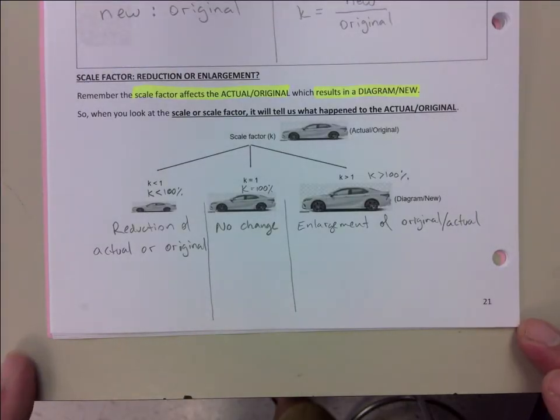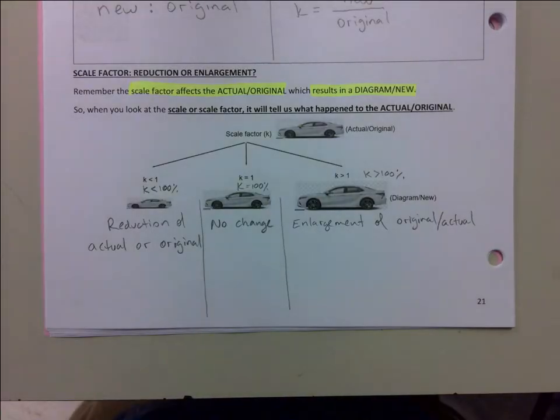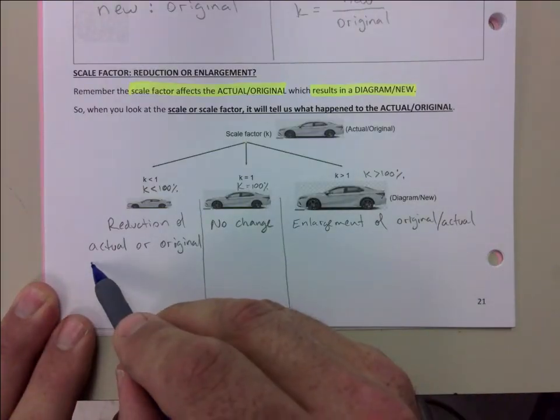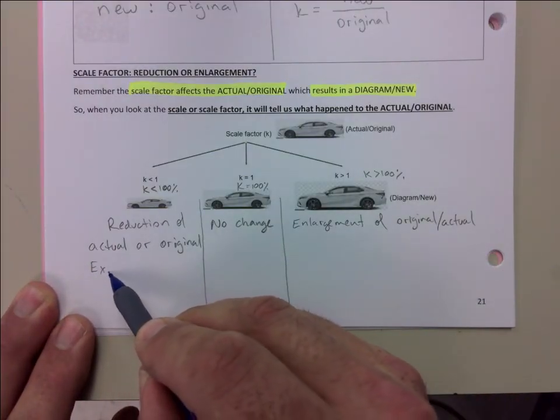So again, I'm going to go back to the cell. If you see the cell in your textbook, k would be greater than 100% because the actual cell picture has been enlarged. So here are some examples, because sometimes students just need an example.